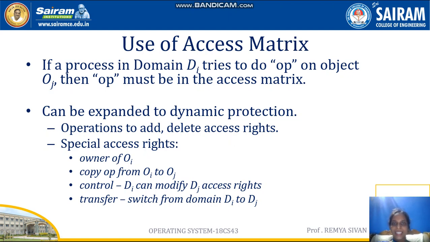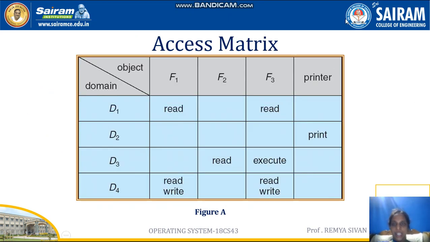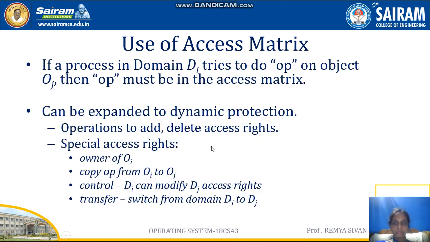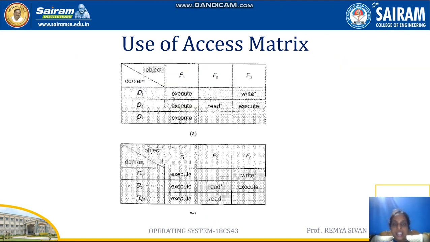And the use of the access matrix. If a process in domain Di tries to do operation OP on object Oj, then OP must be in the access matrix. See here, if D1 wants to read F1, this read should be here, right? See here, D1 cannot do anything on F2 because the cell is empty. It can be extended to dynamic protection operations to add or delete access rights. So this is an example. Here you have read with a star mark, right? That indicates this access right on D2 can be copied to any other domain. So this is the result. The access right read on D2 can be copied to D3.